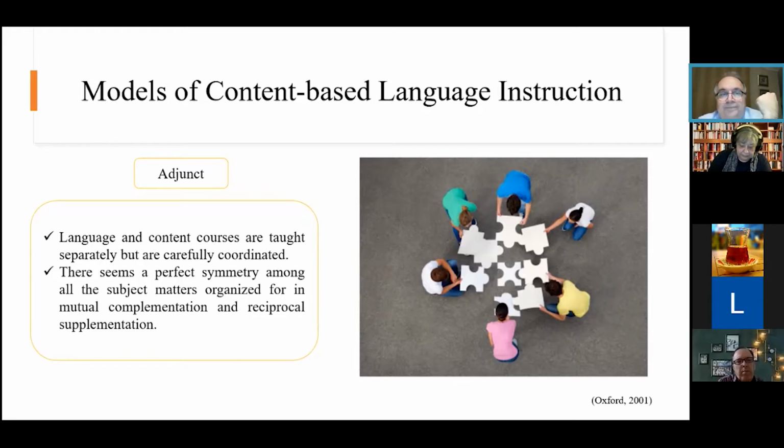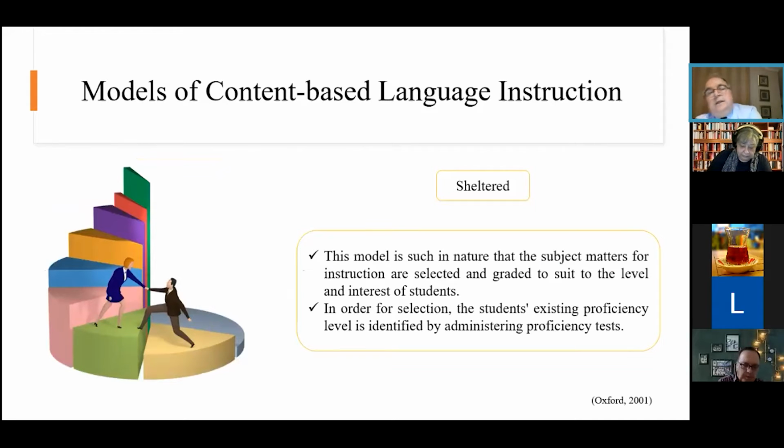And the third one, the third model, is called the sheltered model. This model is such in nature that the subject matters for instruction should be selected and graded to suit the level and interest of our learners. So in order for selection, the students' existing proficiency level should be identified by administering proficiency tests.